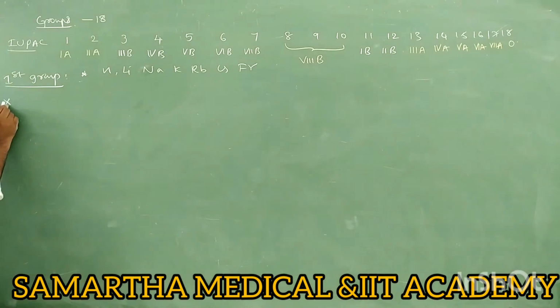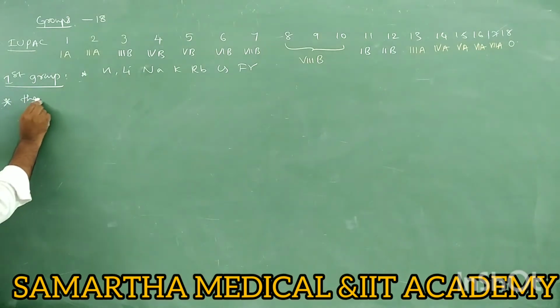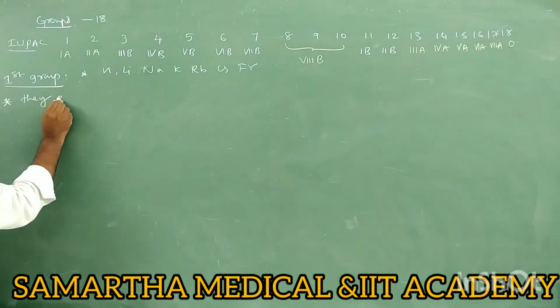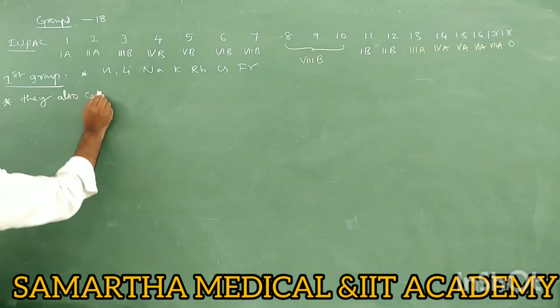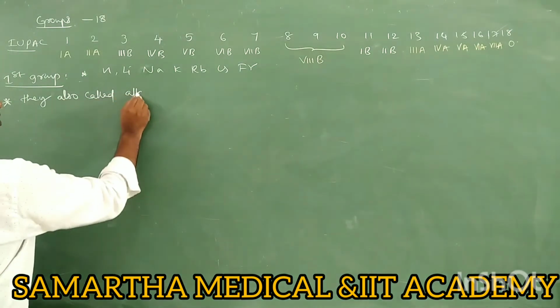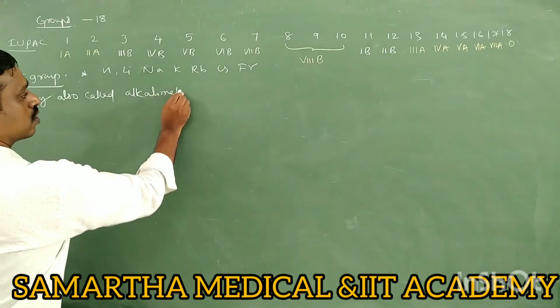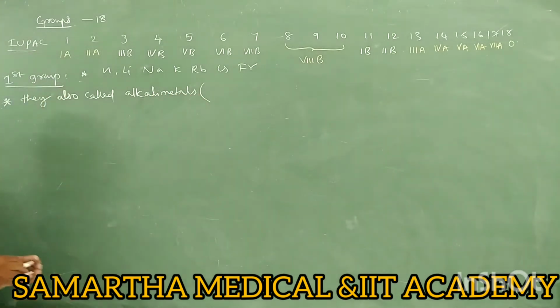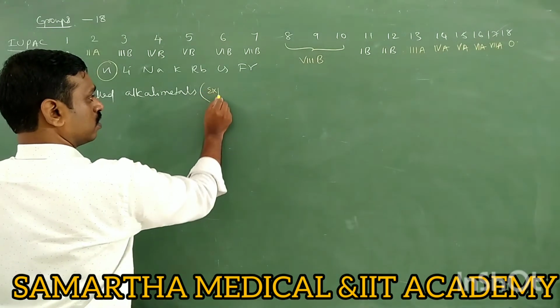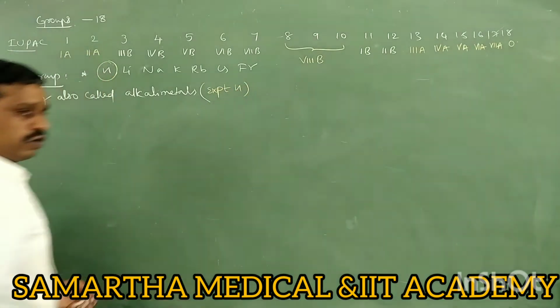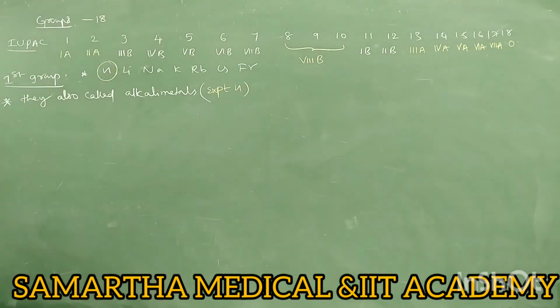Next point: first group elements are also called alkali metals, right? Take the notes thoroughly. They are also called alkali metals, but except hydrogen. Hydrogen is not an alkali metal, so except for hydrogen, the other elements are called alkali metals.